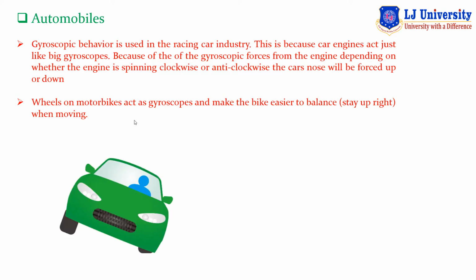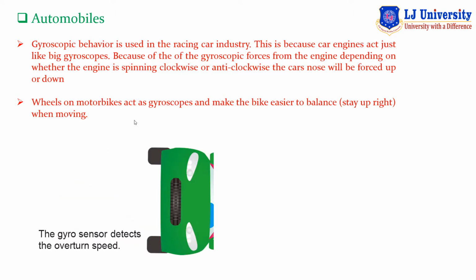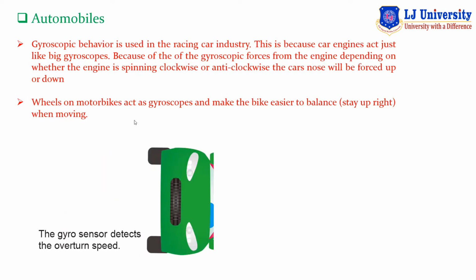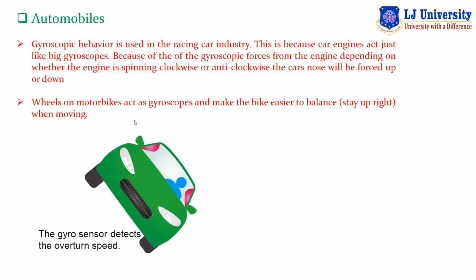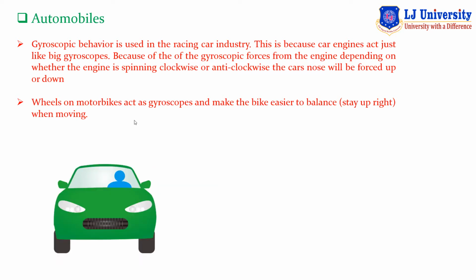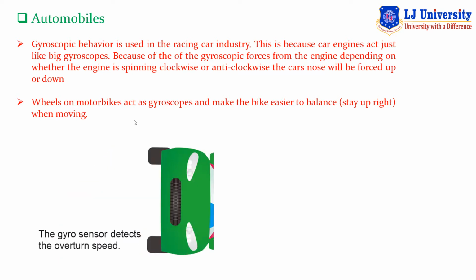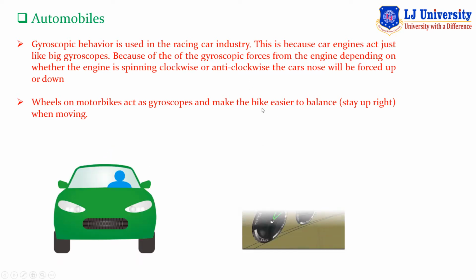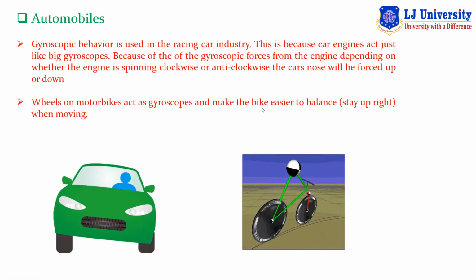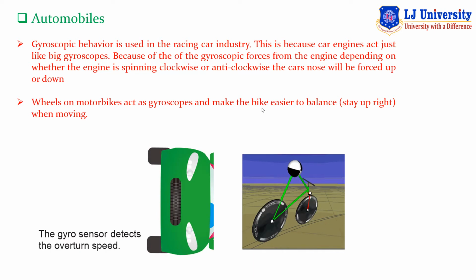Because of the gyroscope, the force from the engine depends on whether the engine is spinning clockwise or anti-clockwise. The car nose will be forced up or down, depending on whether the flywheel rotates in a clockwise or anti-clockwise direction. Based on the direction, the gyroscopic effect is generated. So this is the discussion of the gyroscopic effect on a four-wheeler.